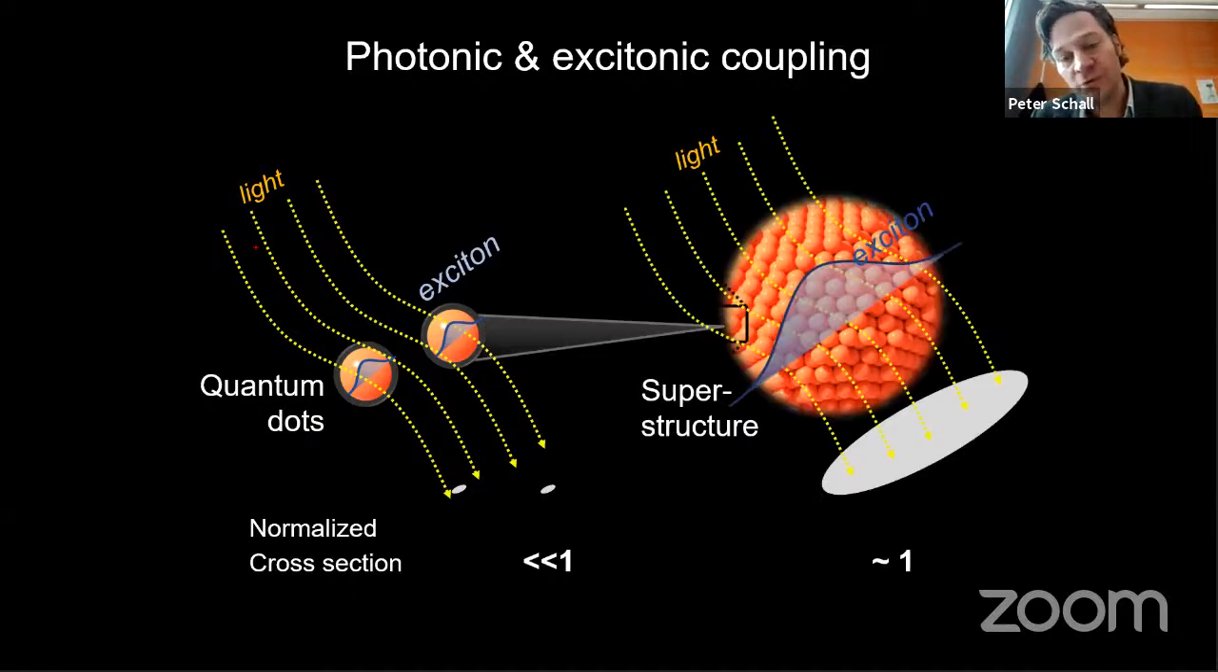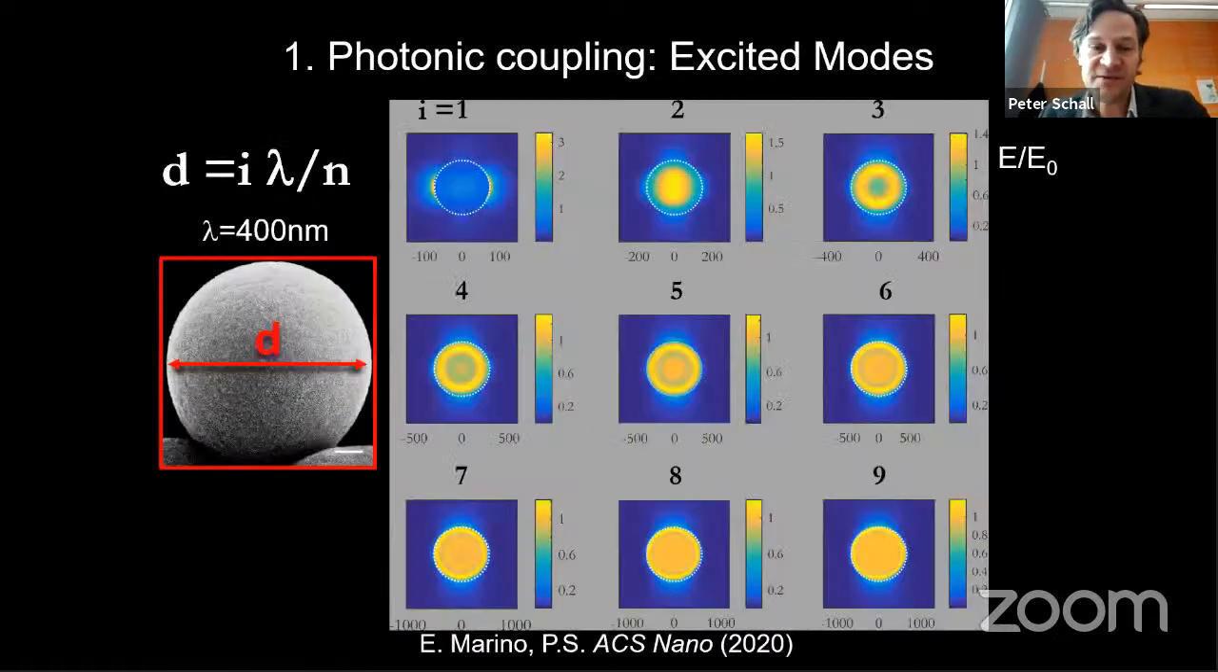However, if you go to superstructures, so you have many of these nanocrystals inside, then first of all, you're in a different scattering regime. So the absorption and the cross-section is much larger. Actually, it's getting of the order of 1. And second, if you have sufficient coupling, you can actually make these excitons move across the structure. You can have conductivity, maybe bands. And this is something we were looking into essentially last year and the year before.